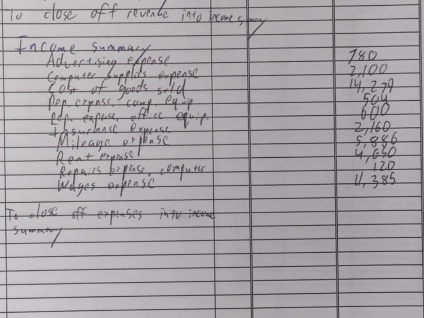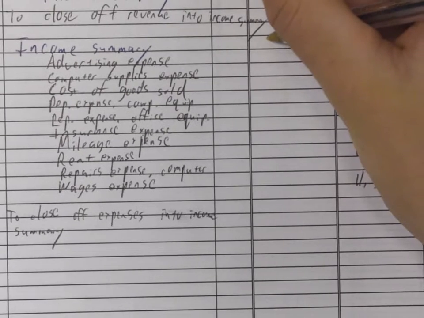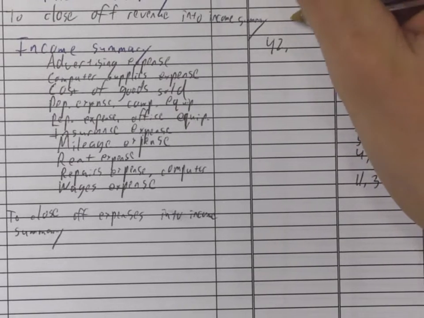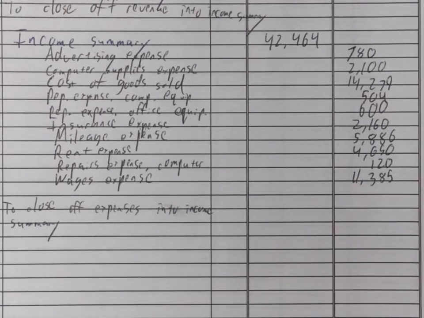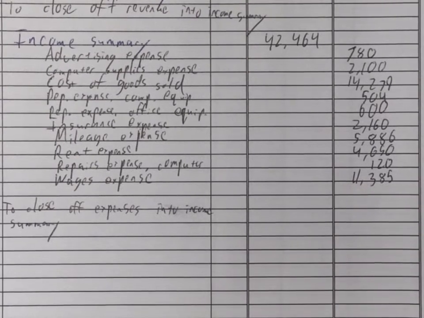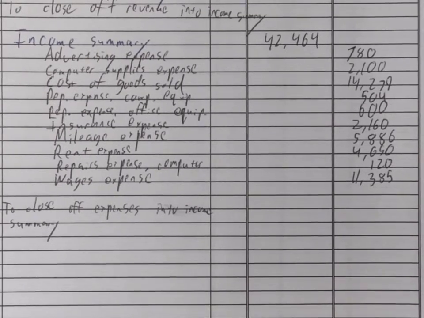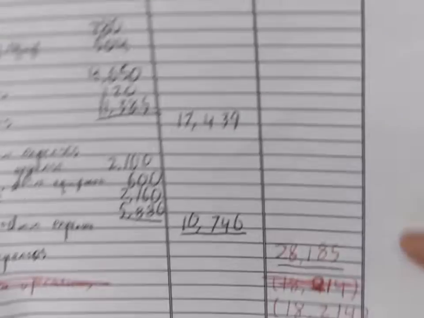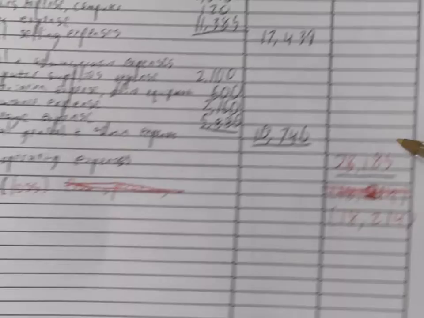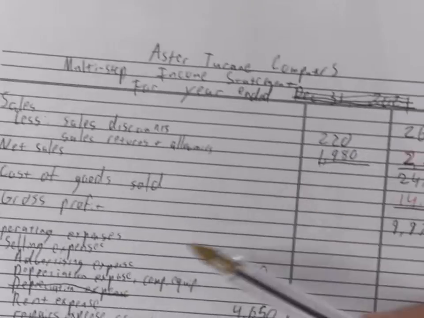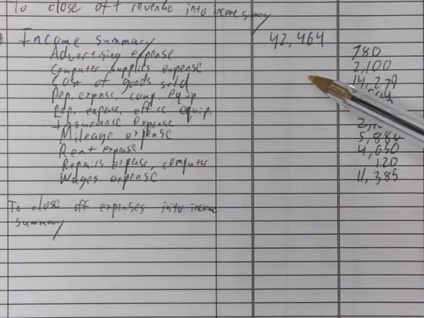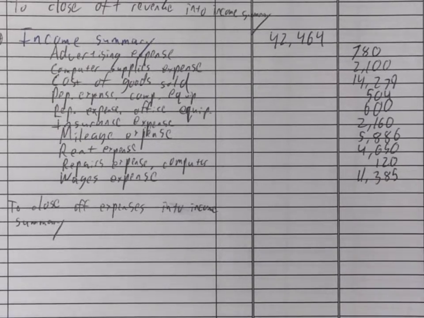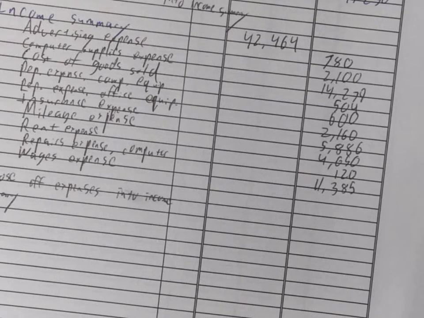All right, so if somebody with a calculator could please add this up for me, I'd very much appreciate it. 264? Thank you. Okay, so that should be adding this up here. Theoretically, if we were to add up our total expenses at 28,185 plus our cost of goods sold 14,279, it should come to the exact same amount. Could somebody double check that for me? It is. Thank you. Okay, so we know our math is doing okay so far.